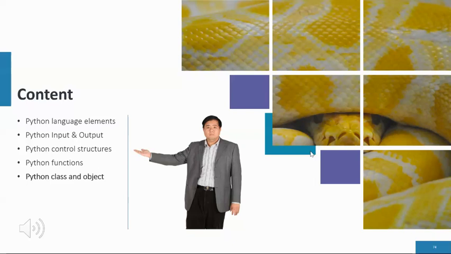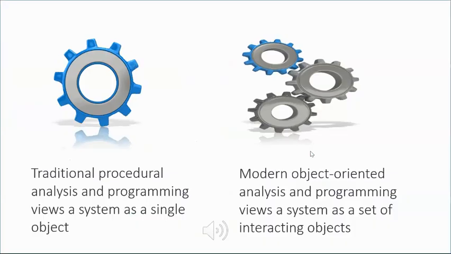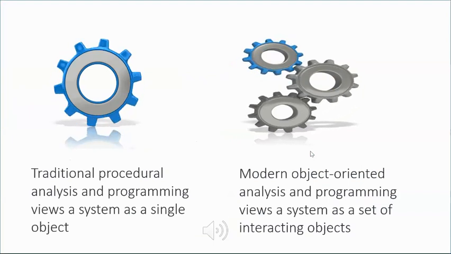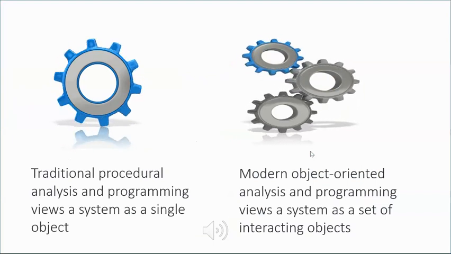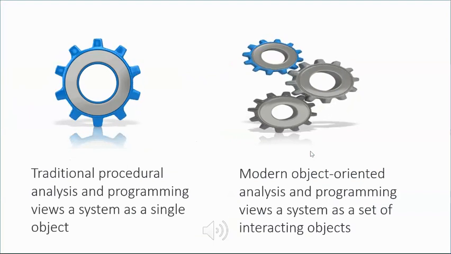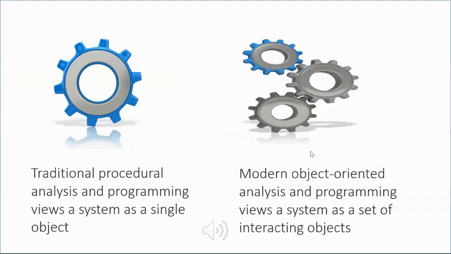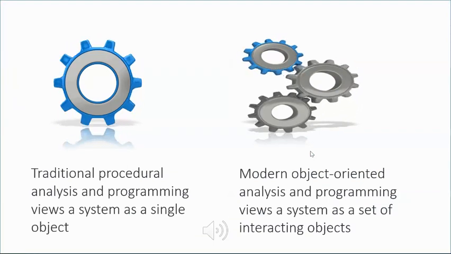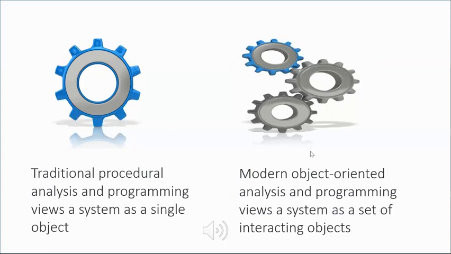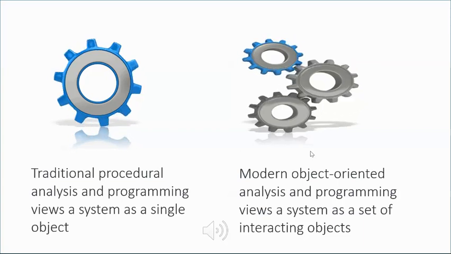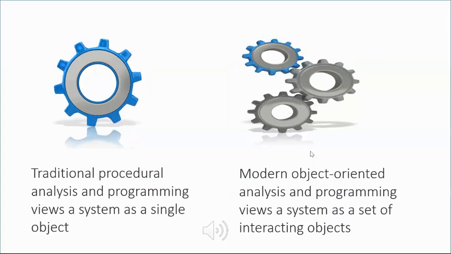Now let's move on to Python classes and objects. Basically, there are two types of programming methodology. The traditional procedural analysis and programming view the system as a single object, while modern object-oriented analysis and programming view the system as a set of interacting objects.